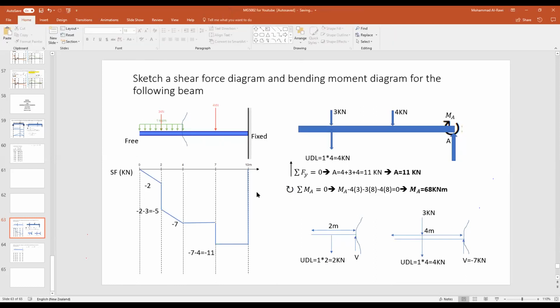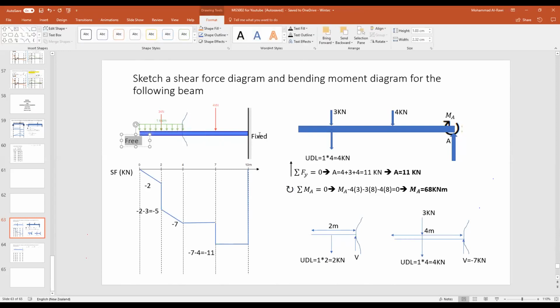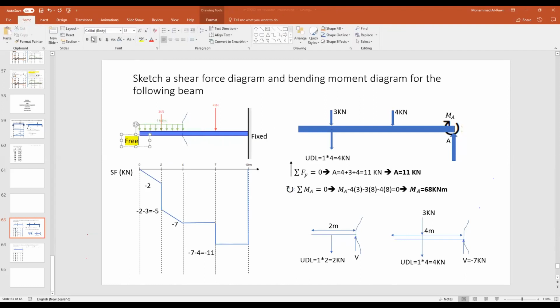Now, to sketch the shear force diagram, the most important information we needed was just the support reaction at point A, which is the 11 kilonewtons. So always for cantilevers, guys, please, for cantilevers, we work from the free end. This is the free end and this is the fixed end. So we work from the free end. I will highlight it, so make sure when you work on this kind of question, you remember where you're working from. So we start from the 0.